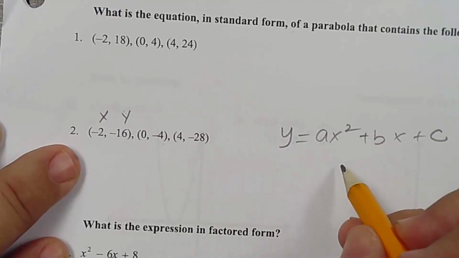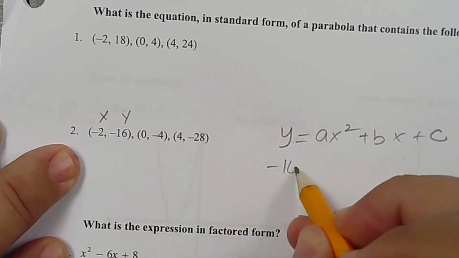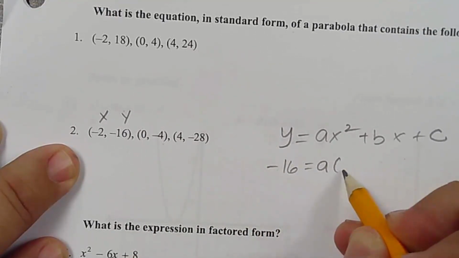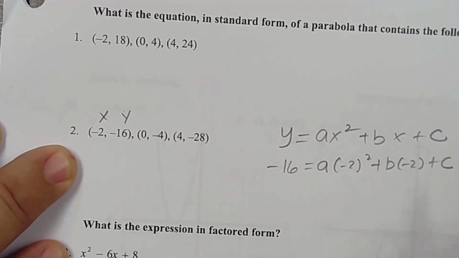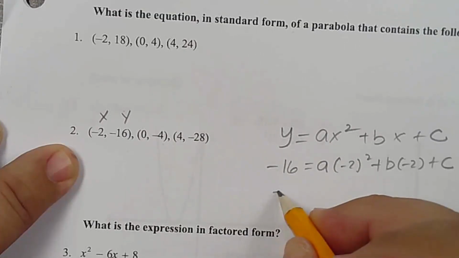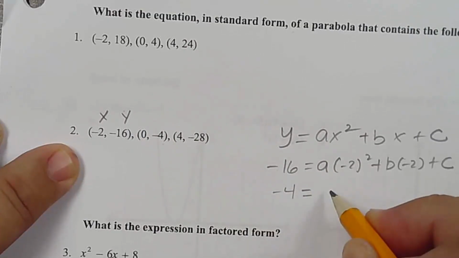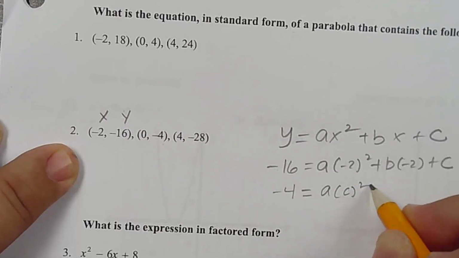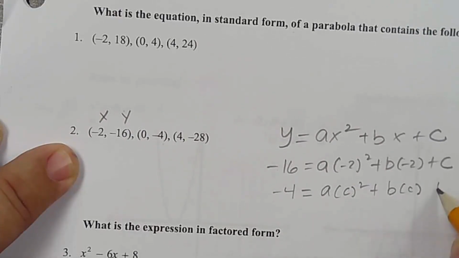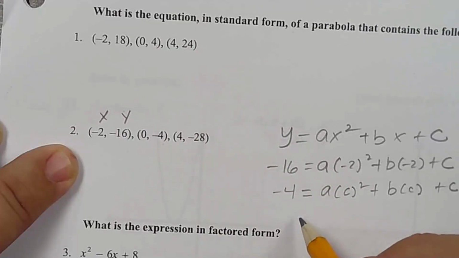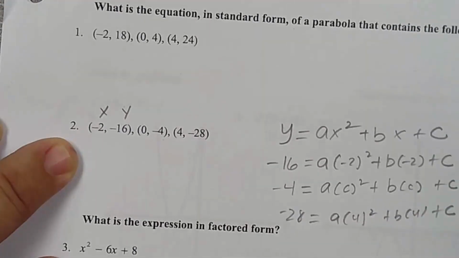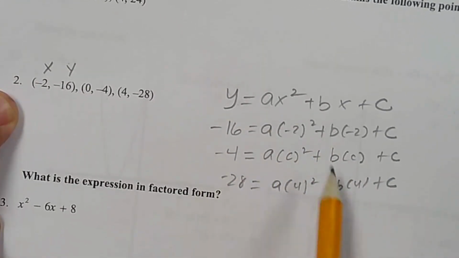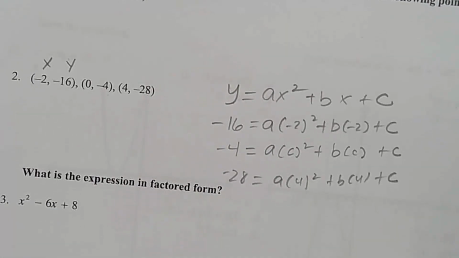Y. So you're going to say negative 16 is equal to a parentheses negative 2 squared plus b times negative 2 plus c, right? The next one, negative 4 equals a parentheses 0 squared plus b times 0 plus c. And the next one is negative 28 equals a times 4 squared plus b times 4 plus c. You remember how to solve that? Okay, I can't go over it because I'm running out of time.